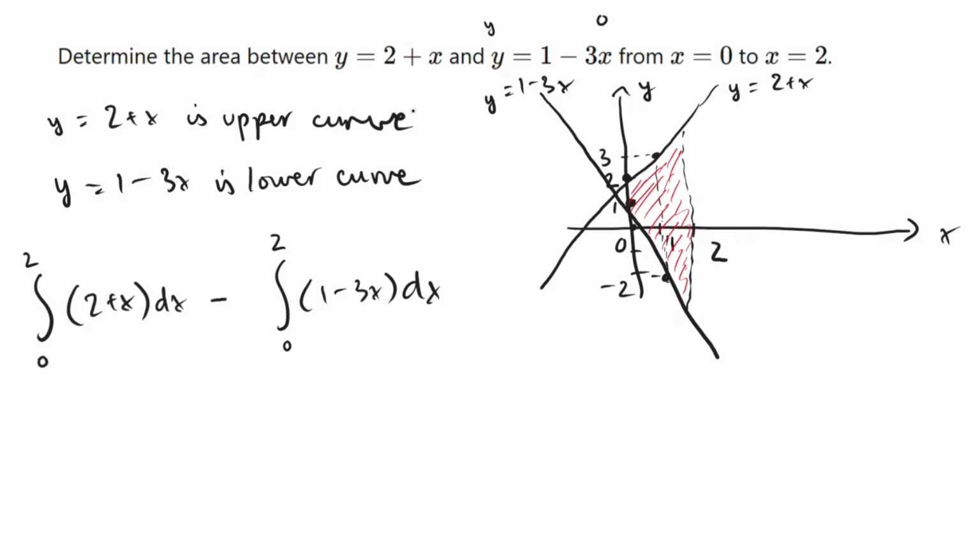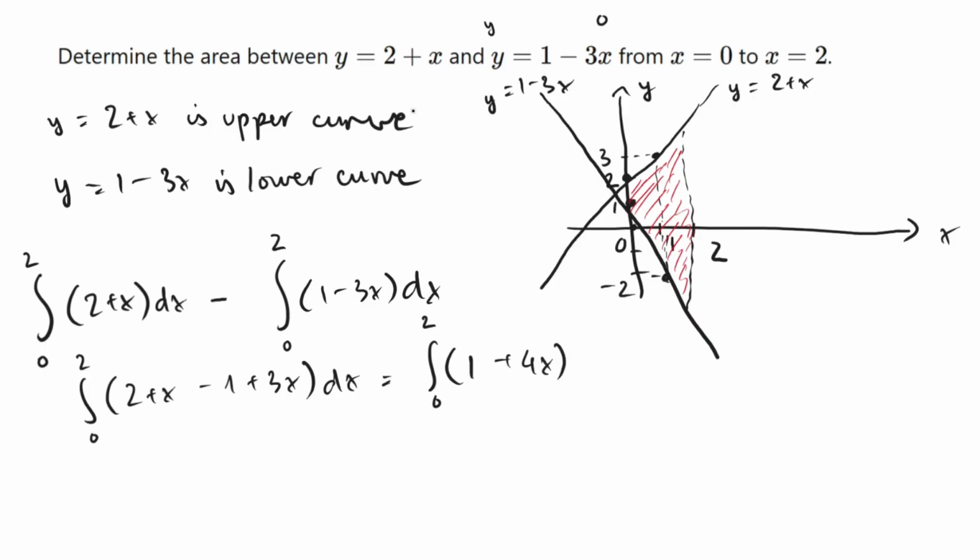You have to calculate this integral. Because this is a subtraction, we can group it using the integral identity. So this equals the integral of 2 plus x minus (1 minus 3x) dx from 0 to 2. 2 minus 1 is 1, plus 4x dx.